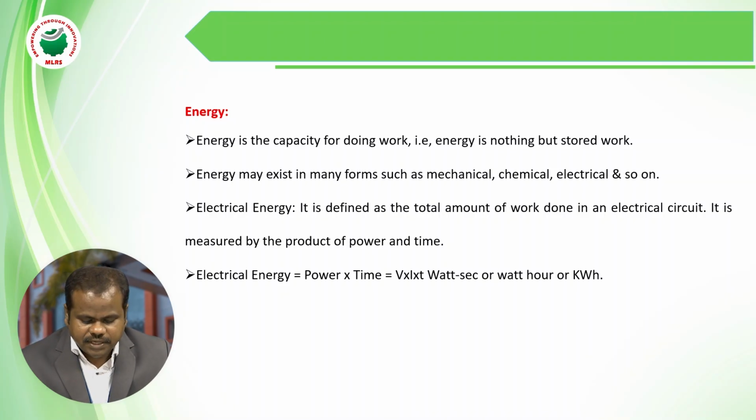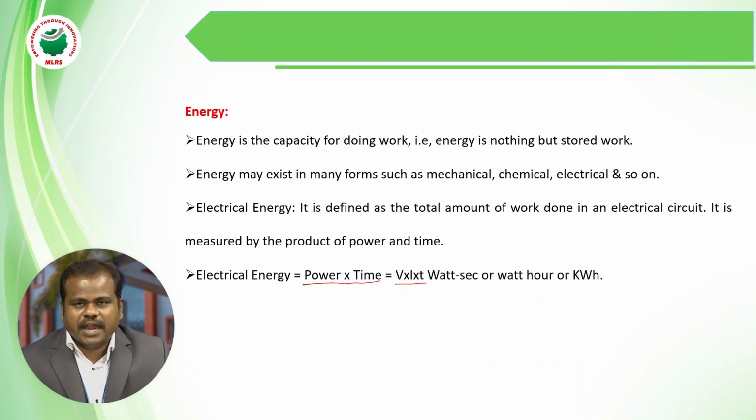So therefore we can write electrical energy is equal to the product of power and time. So from the definition, power can also be represented as voltage into current, and into time. So therefore the unit of electrical energy is watt second or watt hour. For higher quantities it is represented in terms of kilowatt hour.